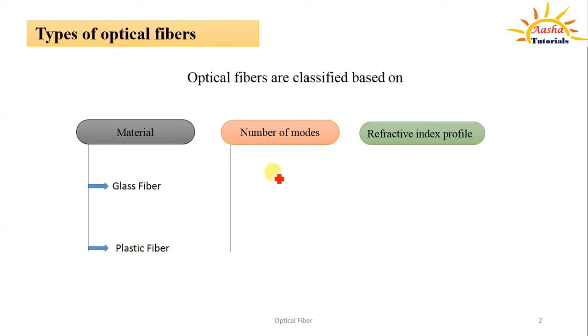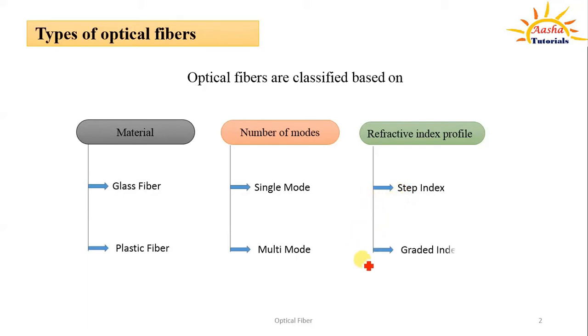Based on the mode of propagation, the optical fibers are classified into single mode and multimode optical fiber. And finally, based on refractive index profile, they are classified as step index optical fiber and graded index optical fiber. We are going to discuss these different types in more detail.